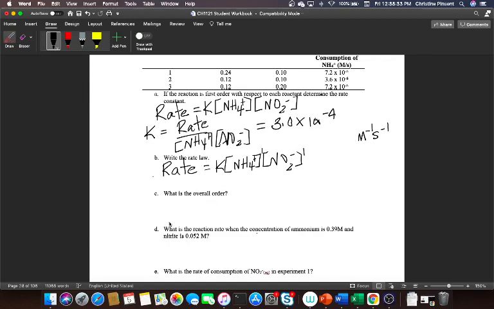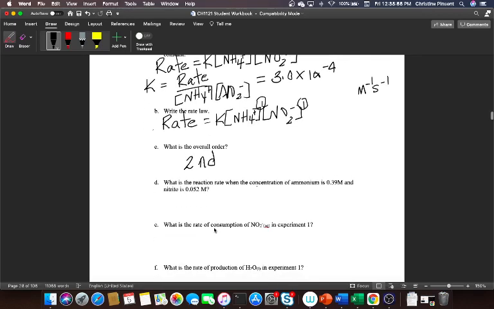Skip back down now to question C. What is the overall order? The overall order is given from the exponents. So 2 is the overall order, and I got that by adding together the 1 and the 1, the 2 exponents from my rate law. So first and first makes us second order overall. Then, what is the rate when the concentration of ammonium is 0.39 and nitrite is 0.052?